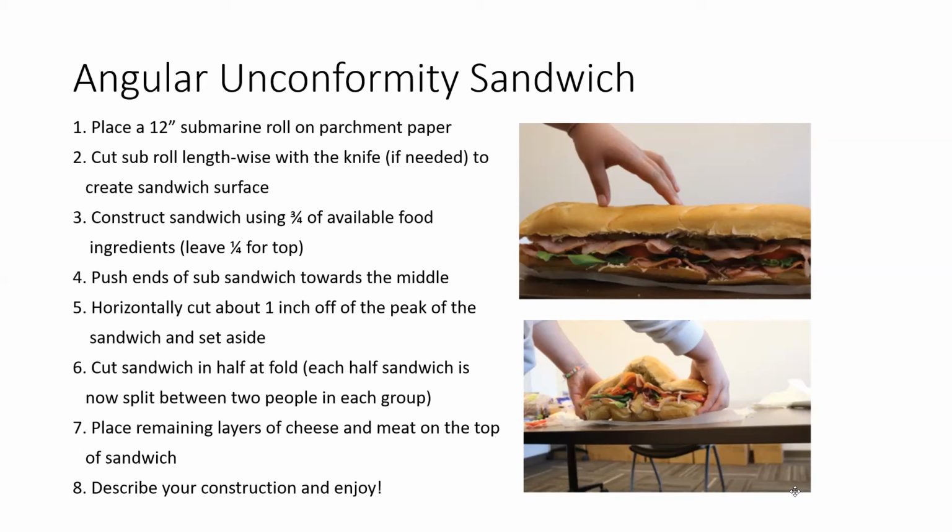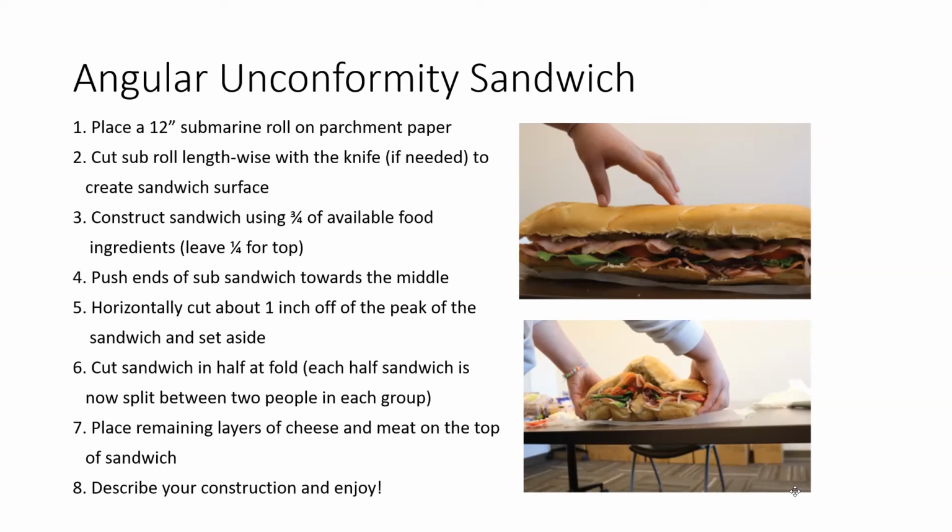So what you're going to do is place your 12-inch submarine roll on the piece of parchment paper. You're going to cut your submarine roll in half, where the sandwich would go, the meats and stuff like that. Sometimes they're bought pre-cut. You will construct your sandwich using three-quarters of the food you have available, and you'll leave a quarter of that to put on top. Then you'll push the ends of the sandwich together and make a little mountain, as you can see my daughter Maddie has done in the picture there.